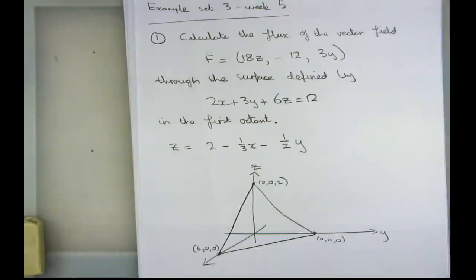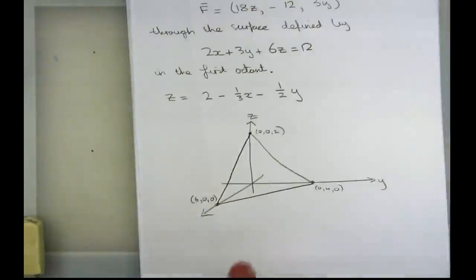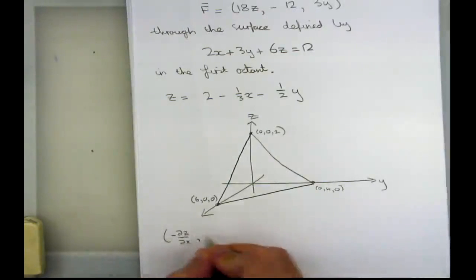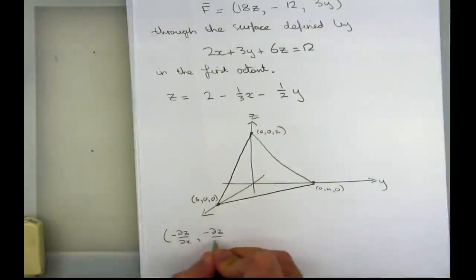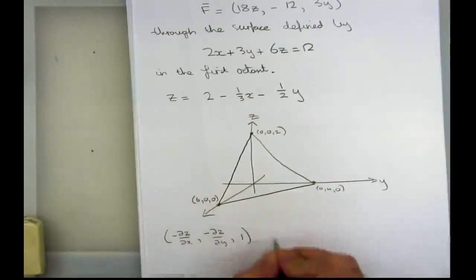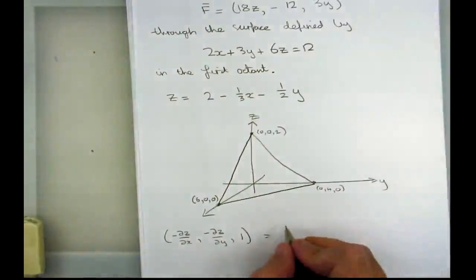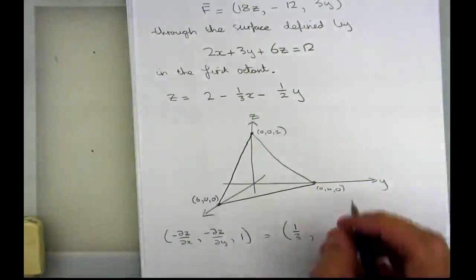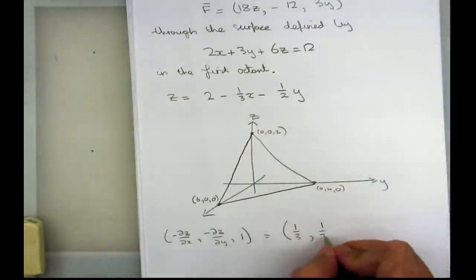I need a normal. In Math 1011, we covered how to do that. A normal to a surface is this every time. It's guaranteed. So I find an expression for the normal vector. It's always this thing. So partial dz dx, that's a third, and the minus sign, that's just a third. Partial dz dy, that's a half, and 1.